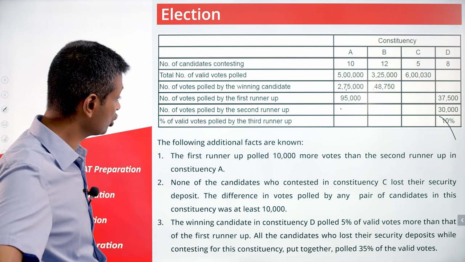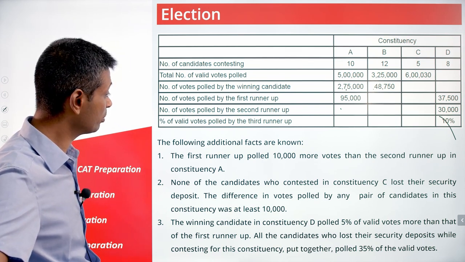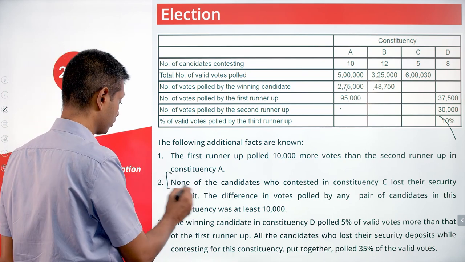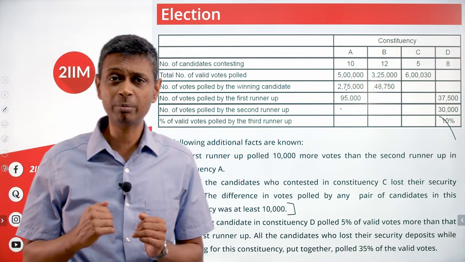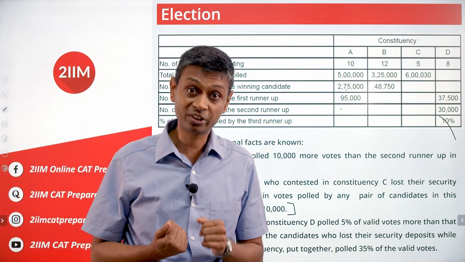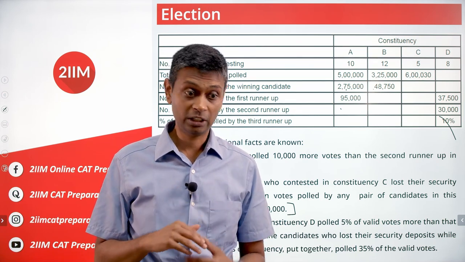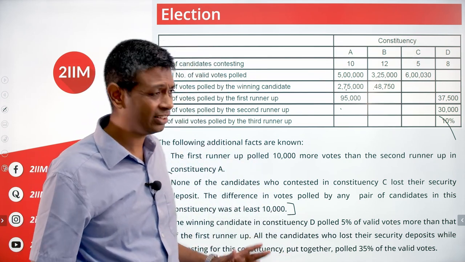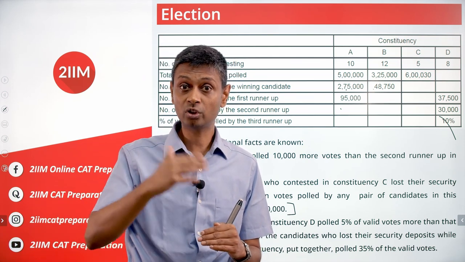None of the candidates who contested in constituency C lost their security deposit. The difference in votes polled by any pair of candidates in this constituency was at least 10,000. This is very interesting. Nobody lost their security deposit, which means everybody got more than 1/6. Only 5 candidates, each of them got more than 1/6, and 1/6 into 5 is itself 5/6. The margins must have been very tight. Even the 5th candidate has got more than 1/6 of 6,30,000, which we can find. That's a bare minimum. Each of the candidates has got more than this, and they're not even a tie.